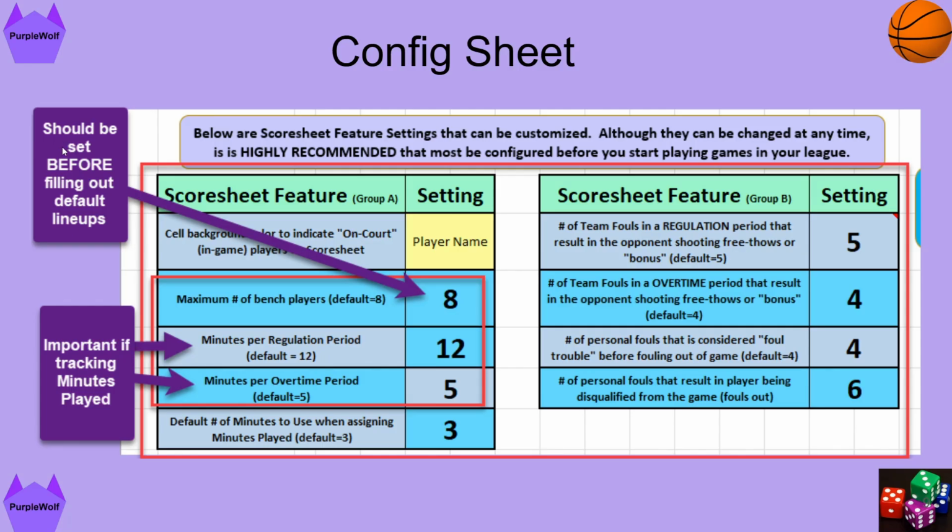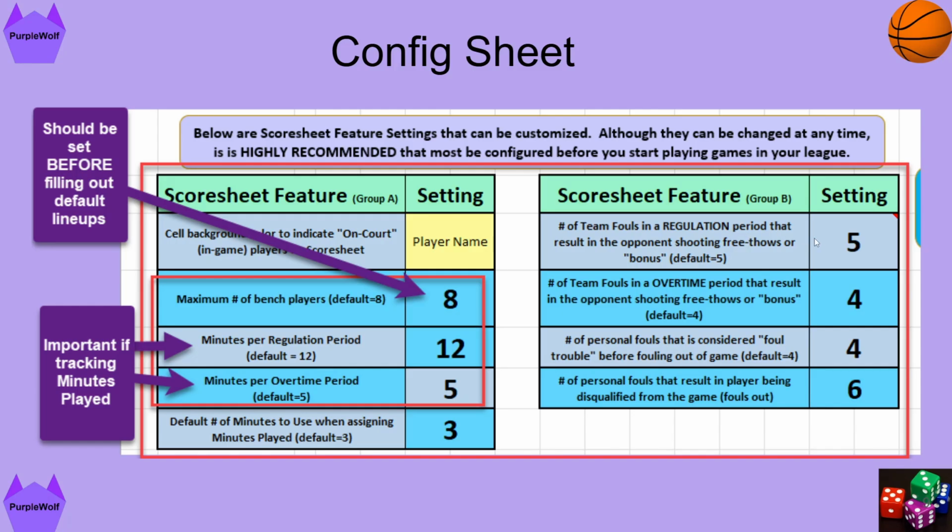And these other two below it have to do with if you're tracking minutes played. It's important that these are correct. I believe 12 and 5 are the current NBA values. Maybe that's what they've always been, but either way, make sure they're the way you want them to be.